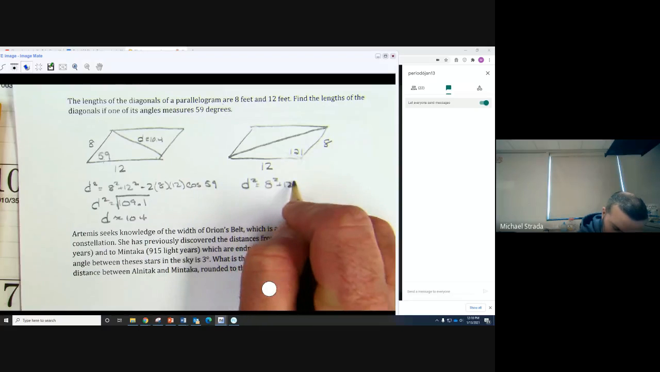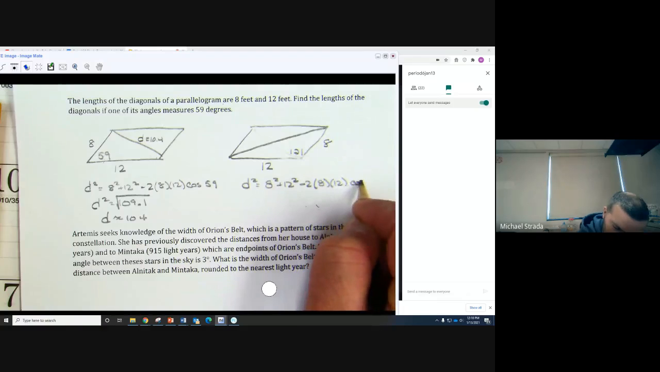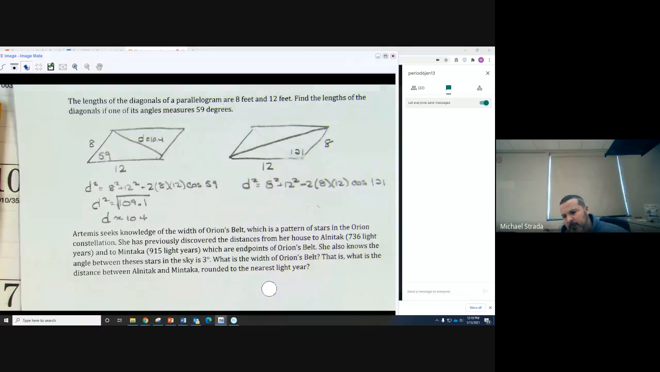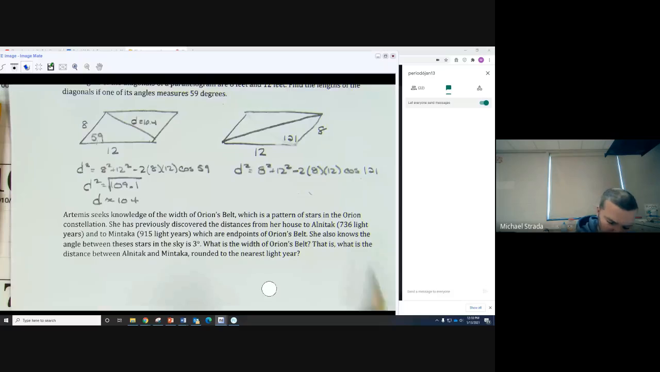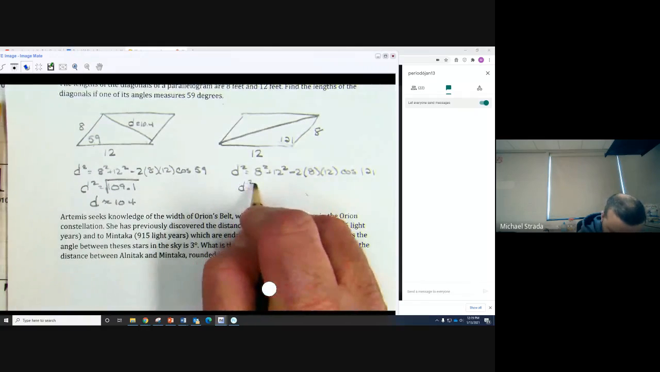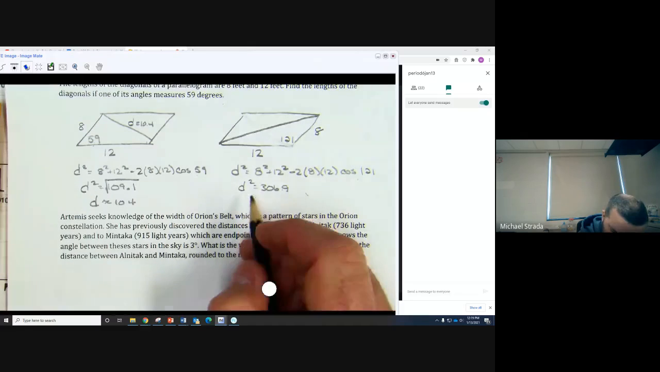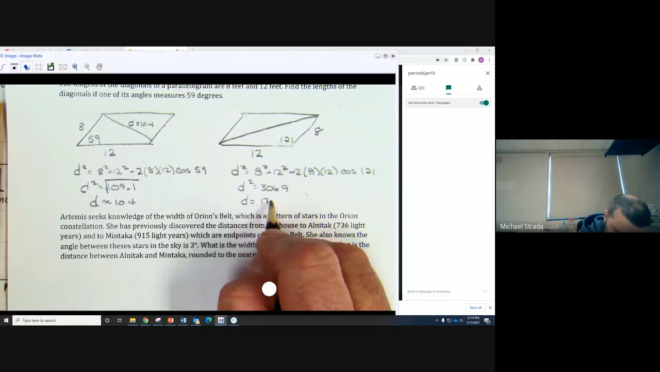Other than that, the problem's exactly the same. 8 squared plus 12 squared minus 2, 8, 12, cosine, but instead of 59, it's 121. So basically, you do it twice: once with the angle they give you, once with its supplement. I go to my calculator and do 8 squared plus 12 squared minus 2 times 8 times 12, cosine of 121. D squared in this case is 306.9. And the square root of that is 17.5.